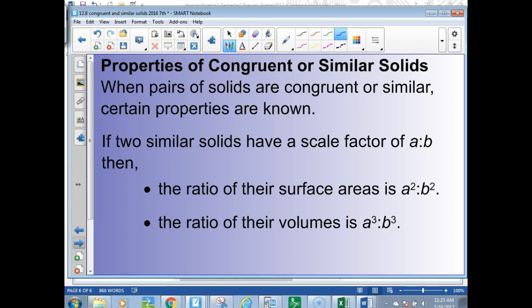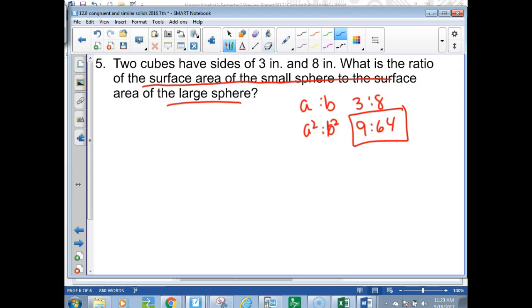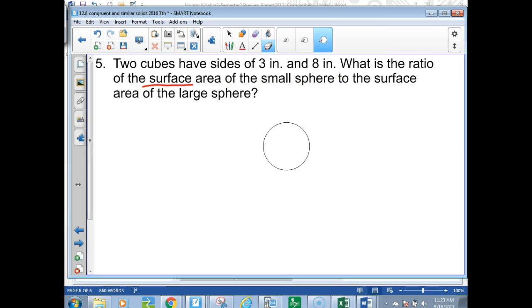Okay, when the pairs of solids are congruent or similar, then certain properties are known. If two similar solids have a scale factor of A to B, then the surface areas are A squared to B squared, and the volumes are A cubed to B cubed. So this kind of question could be on your final.